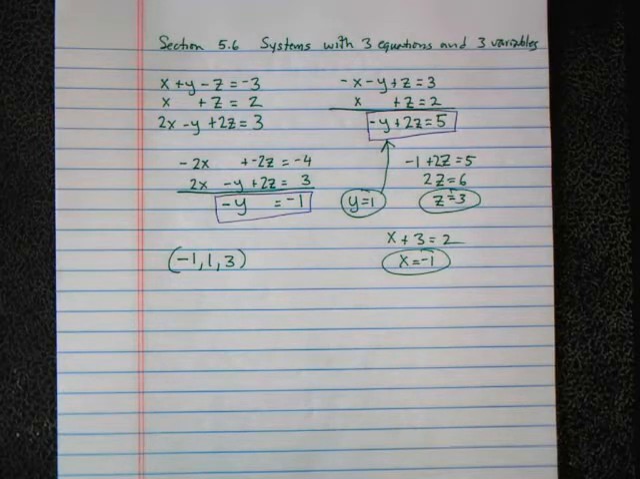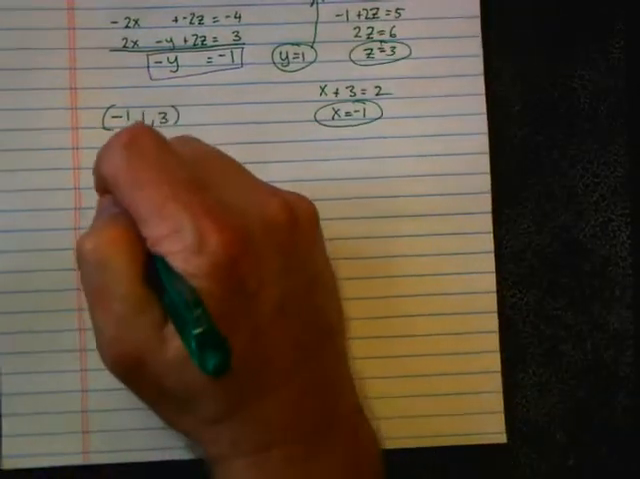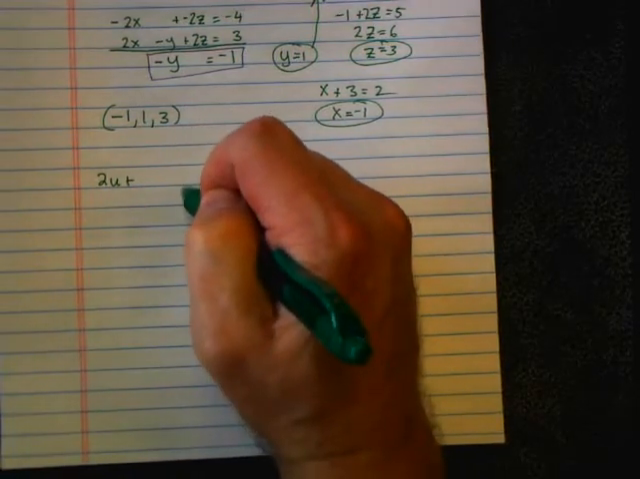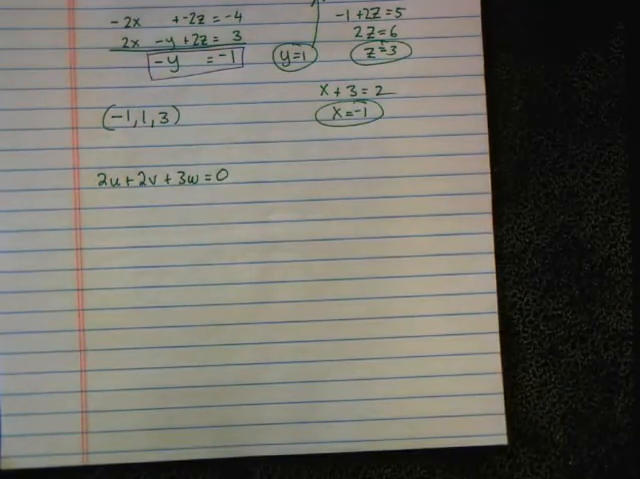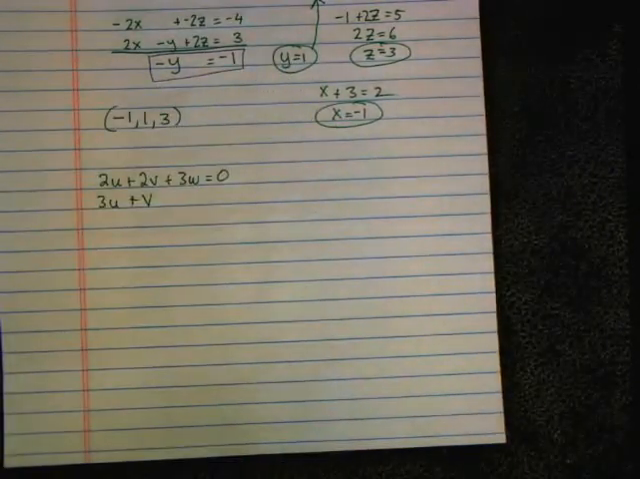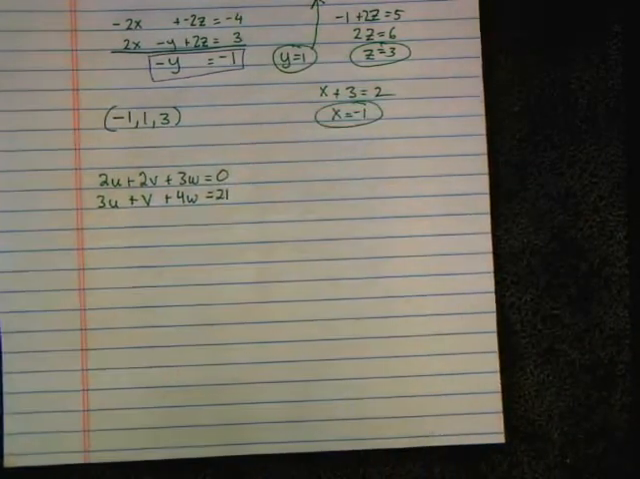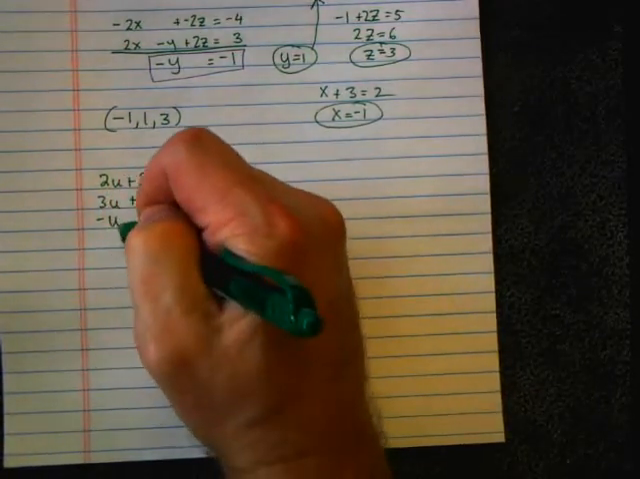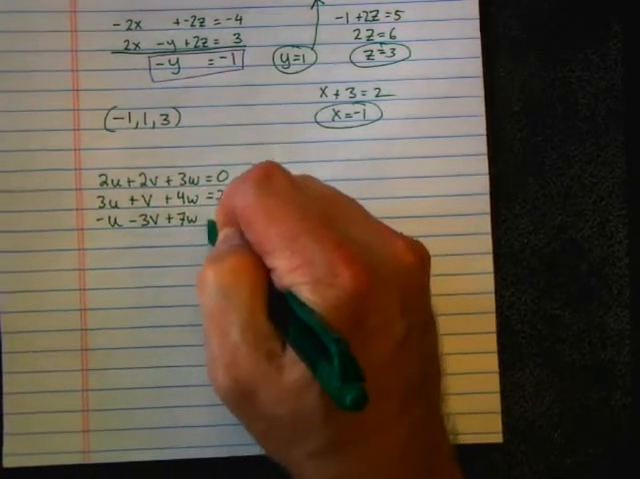All right, let's try a different one here. How about 2u plus 2v plus 3w equals 0. 3u plus v plus 4w equals 21. And minus u minus 3v plus 7w equals 15.